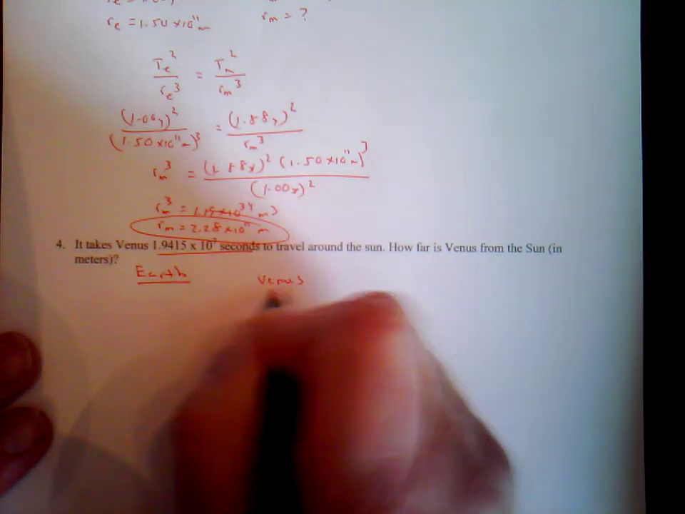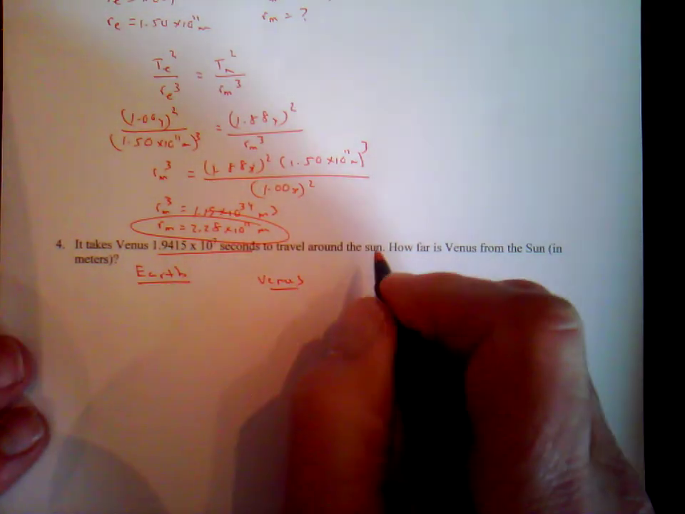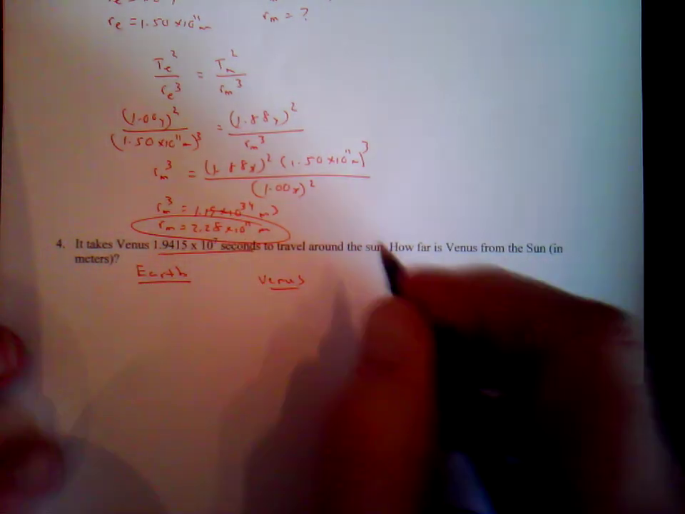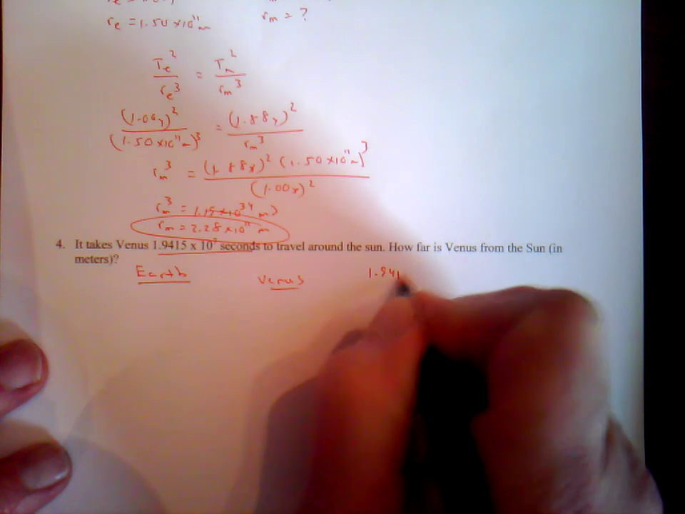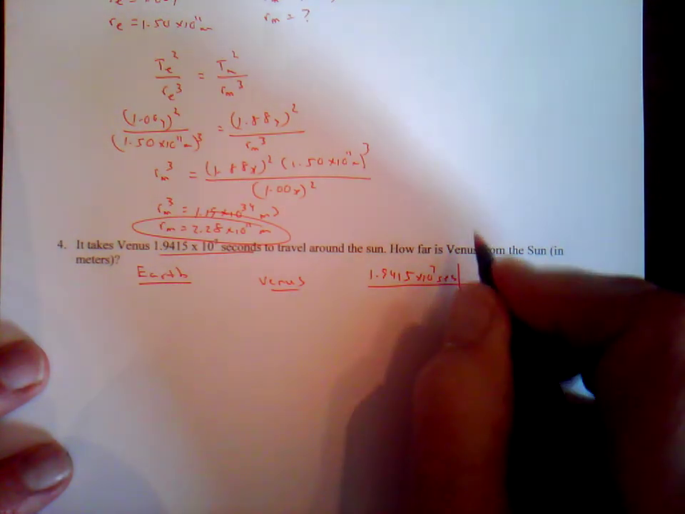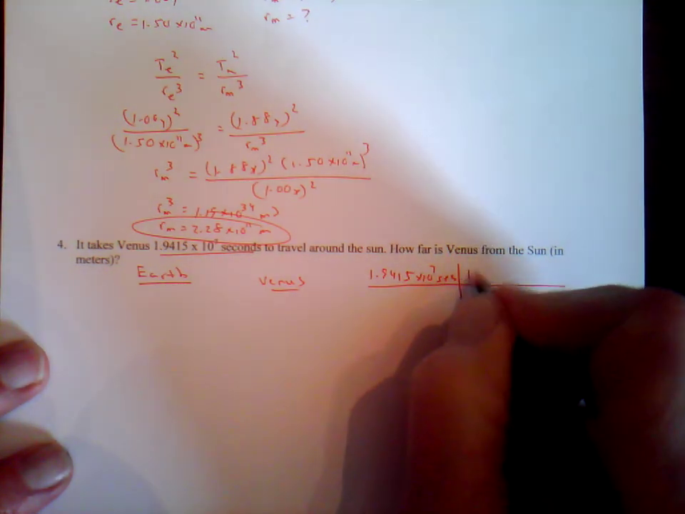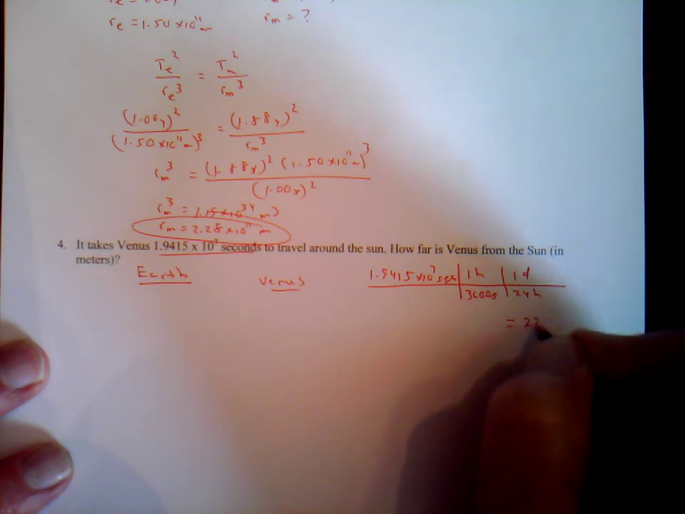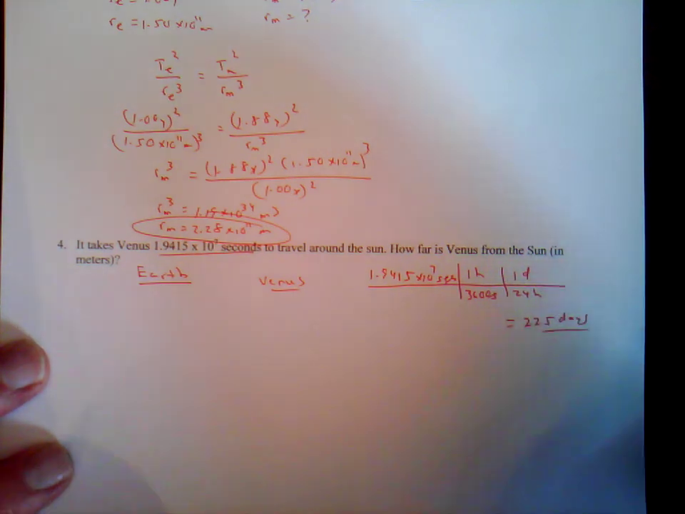We still have Venus information, except I'm not going to use seconds. I'm going to convert this to days instead, because that's kind of a cumbersome number to use. So I'm going to take 1.9415 times 10 to the 7 seconds. You should all know how to convert seconds to hours, with 1 hour over 3,600 seconds, and then convert hours to days. There is 1 day in 24 hours. And we should get 225 days for that.